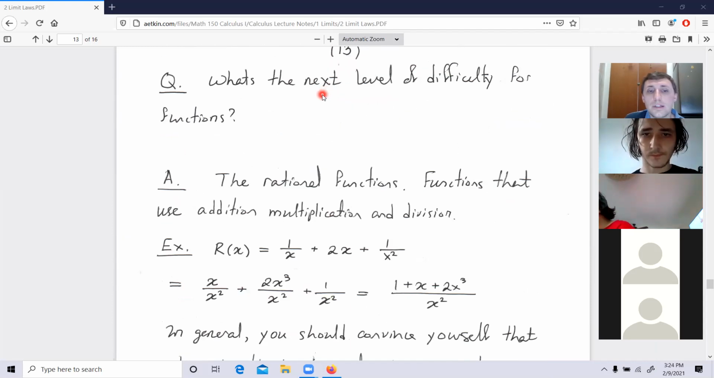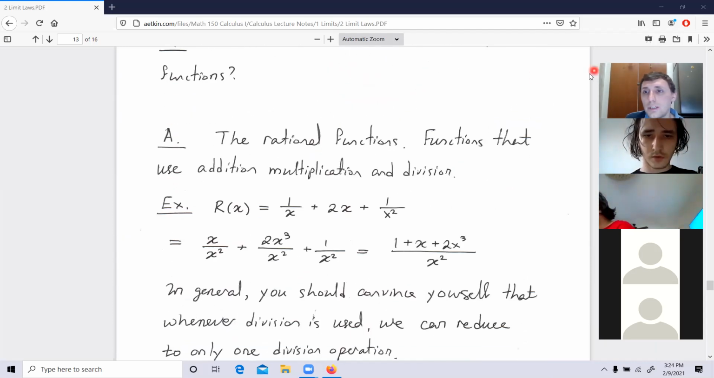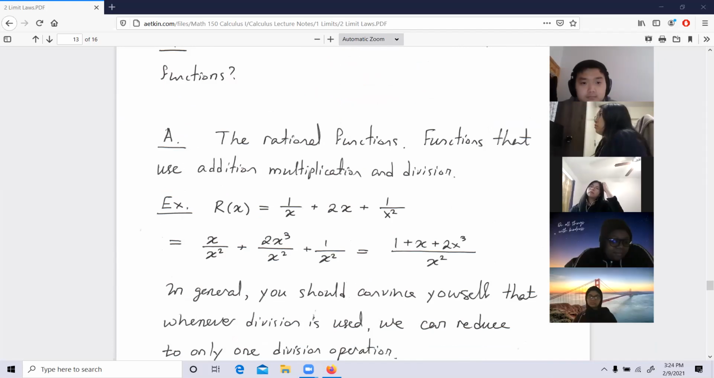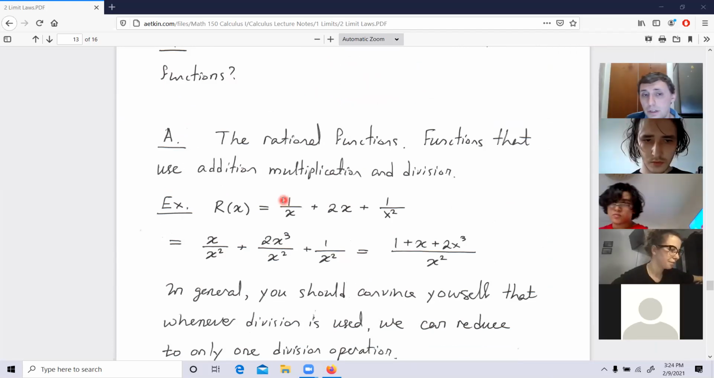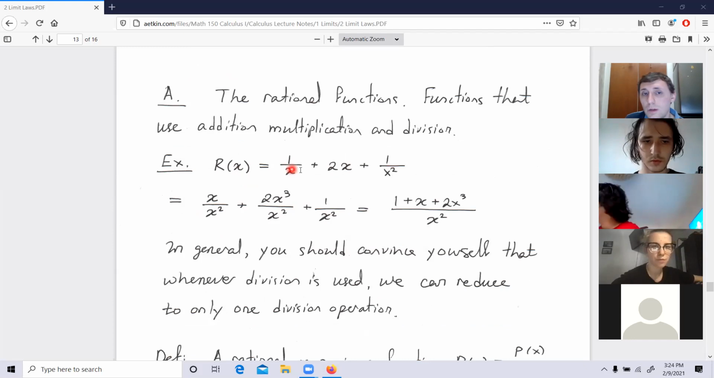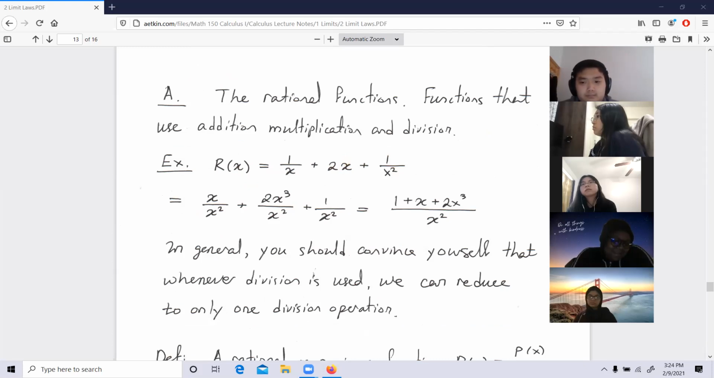So a rational function is one that uses division. And so this is a rational function, if you agree: R(x) = 1/x + 2x + 1/x squared. Now I'm trying to show you the following, guys. If you have to use division, you can use it exactly once. So anytime you have to use division, you can reduce to the situation where you use that new operation exactly once. And I'm trying to show you first with a simple example.